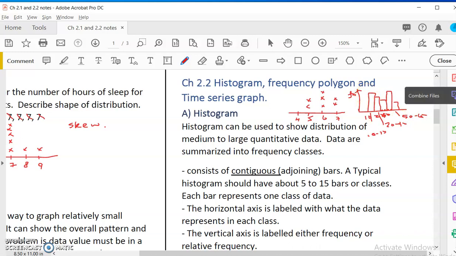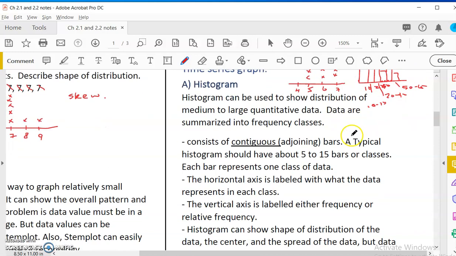So when we have the bigger graph, you see, then you can see, oh, where is most of the data? Oh, most of the data is here. And how do they spread out, right? So a histogram shows a lot of information about the distribution, particularly where the data are. Is it symmetrical? Is it skewed? Like that.